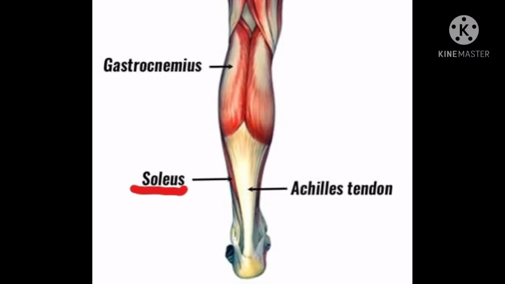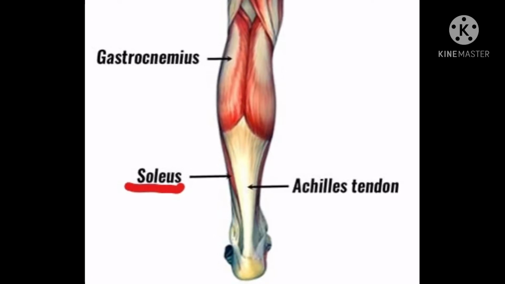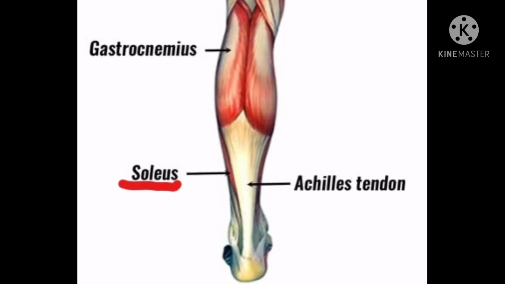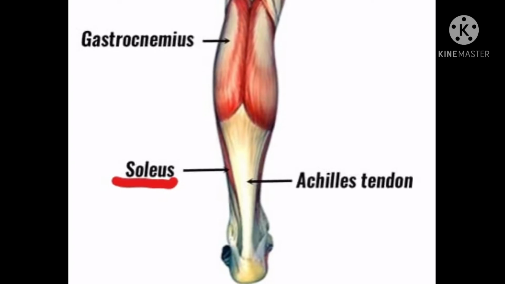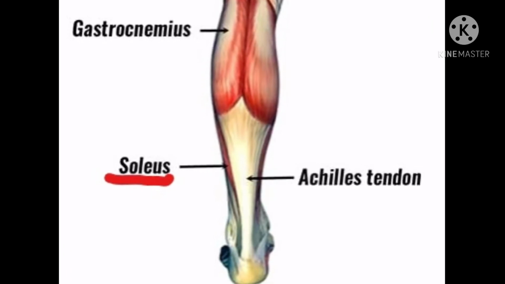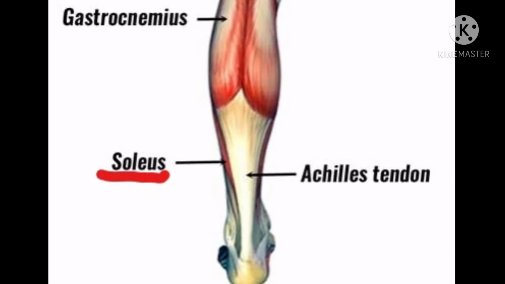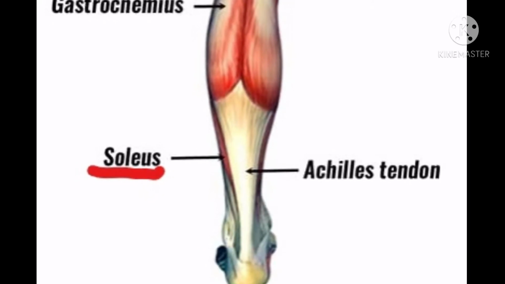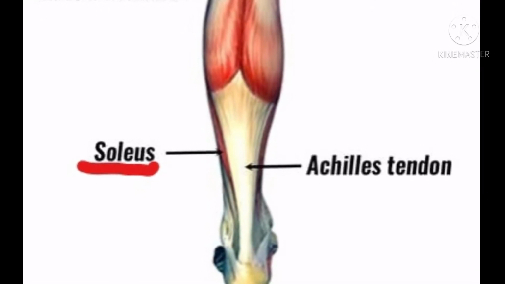The soleus is a large, deep, flat muscle located underneath the gastrocnemius. It originates from the back side of your upper tibia, or shin bone, and then runs down the back of your lower leg to join the gastrocnemius at the Achilles tendon to then insert on the back side of your heel bone. Sorry for the repetition there.